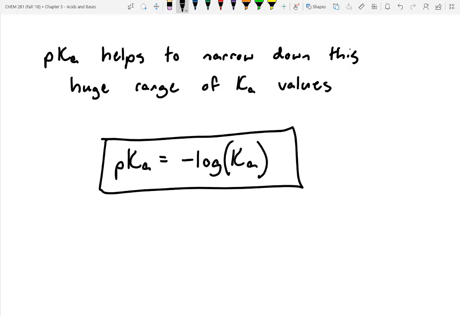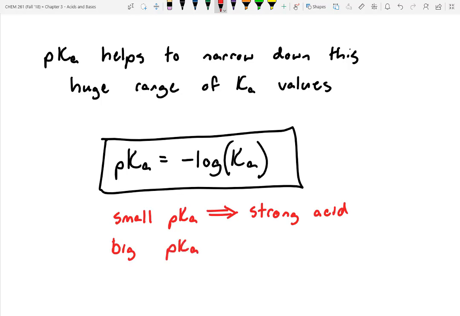All right, if we think about this in another way, small pKa values indicate a strong acid. Super strong, right? So it's kind of flip-flopped. Big pKa equals a weak acid.